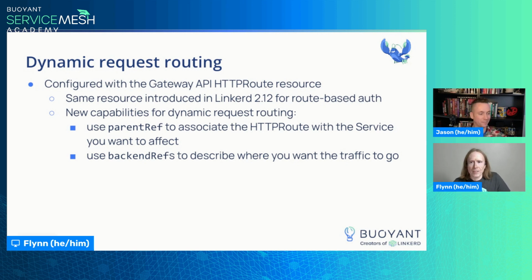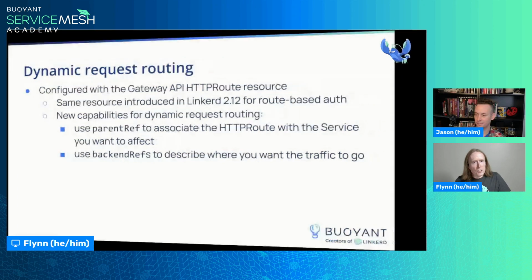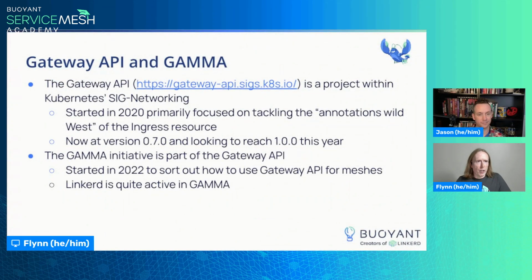All right. So this is probably a good time to talk about the Gateway API itself. If you are somehow not familiar with the Gateway API, which would only be surprising if you'd been following along with Linkerd, it is a project within Kubernetes SIG networking. It got started in 2020 and was primarily focused in the beginning about doing something about the fact that the Ingress resource had pretty much just become the wild, wild west, with everybody throwing annotations on it and no two implementers supporting the same annotations.